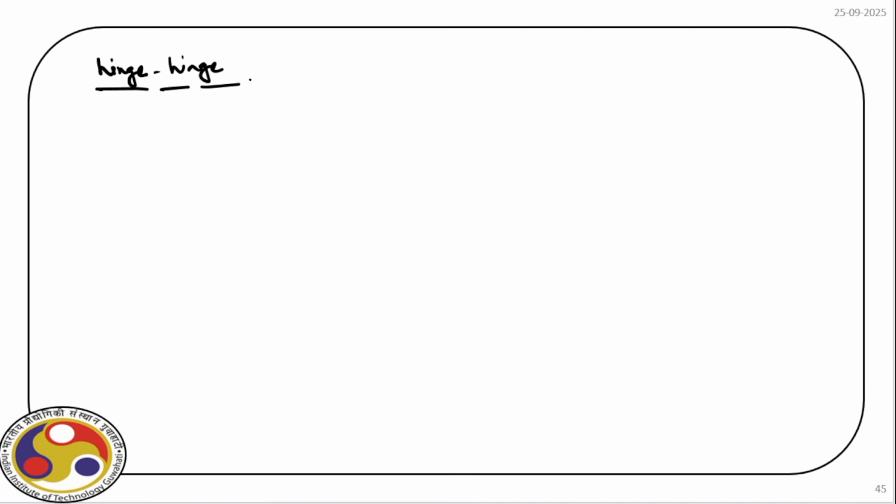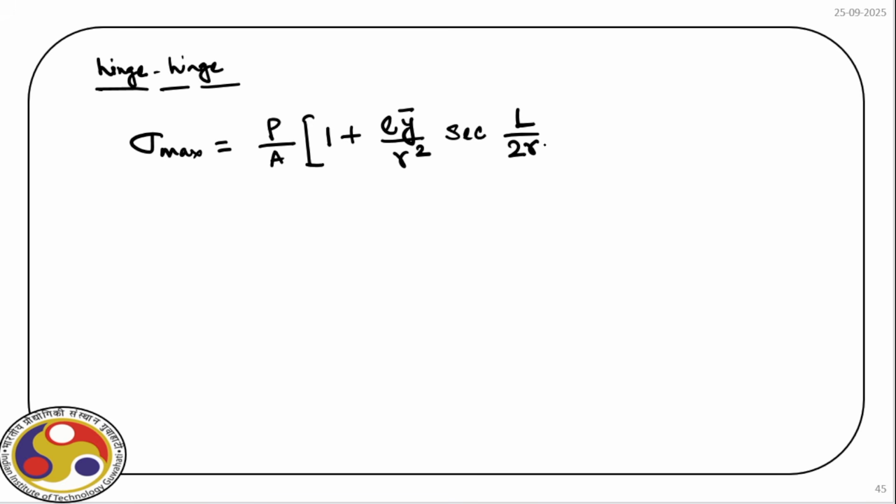if you recall, we have derived the expression for the secant formula. So sigma max is equal to P by A, within bracket 1 plus e y bar divided by r square, sec L by twice r square root of P by EA. Right. So this equation we derived in the previous lecture.